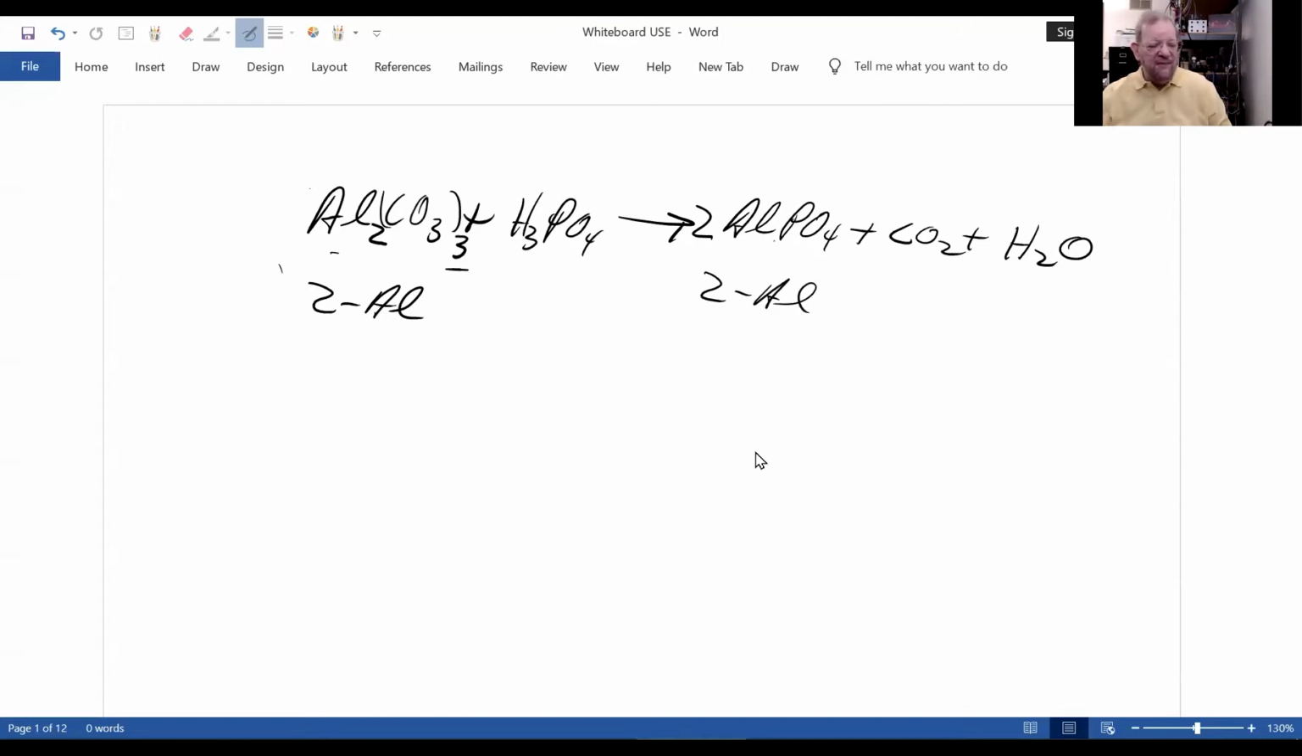Now, carbon. I have three carbon. Here's the only place carbon is, so I'll put a three there. I now have three carbon. Oxygen, leave to last, hydrogen, leave to last, phosphorus. I have one here, but 2 times 1 is 2 phosphorus. So how do I get this to 2? I put a 2 in front.